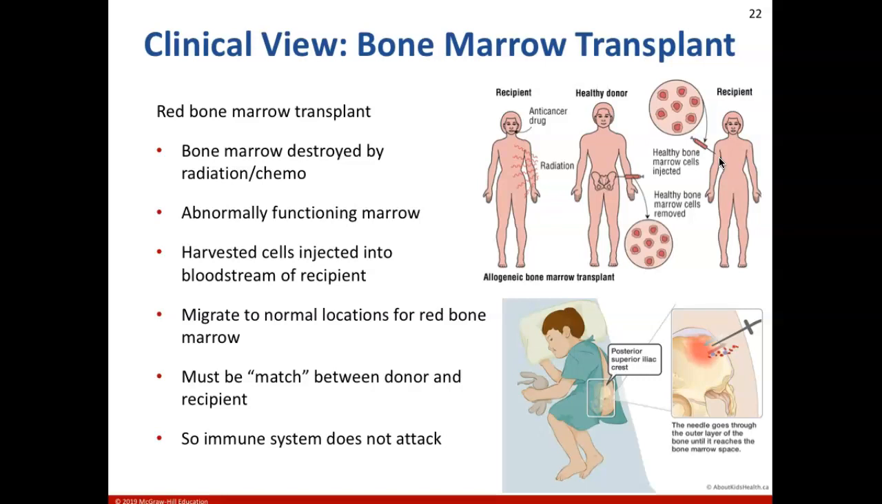And like I mentioned, we have to have a match between donor and recipient, and this is because our immune system can attack those harvested cells as being foreign to our body. If they attack those cells, you become very ill, and of course it doesn't accomplish the goal.